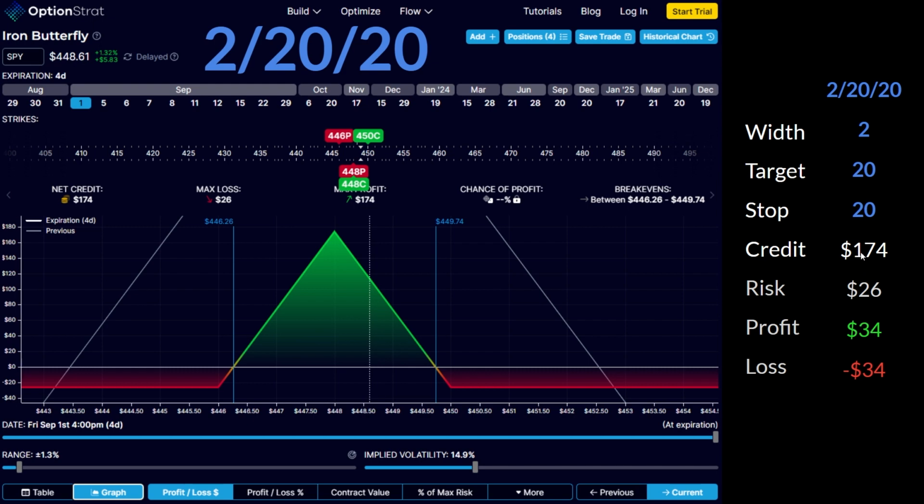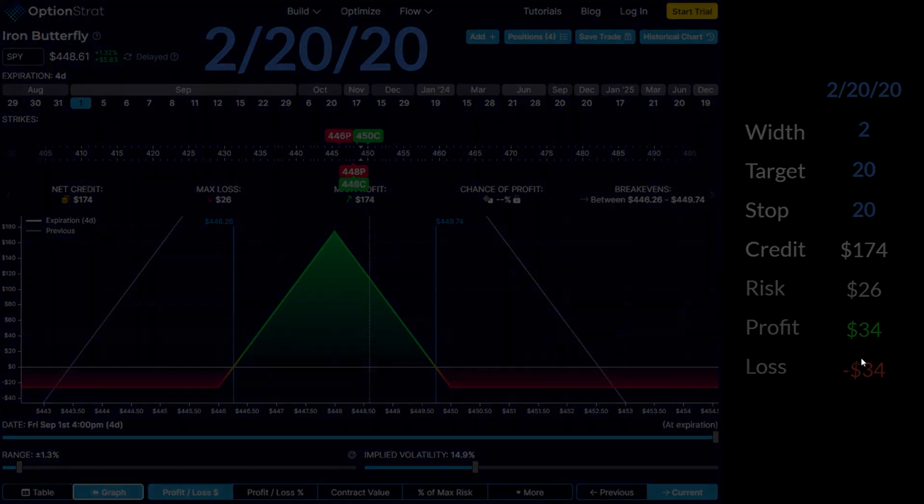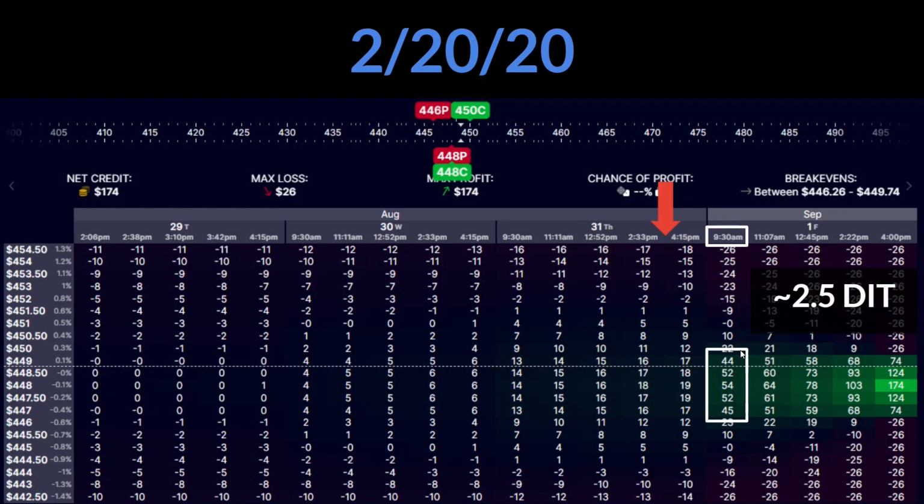The profit is 20% of the credit, so that's going to be about $34, and then the loss is negative $34. However, you can see that you can't lose $34 on this trade. The max you can lose is $26. So this stop loss would never even be touched in this case right here. So when would we reach this $34 in profit? Well, if we were to look at the table, you can see that the $34 in profit would be reached on the third day. So here's the morning of the first day, morning of the second day, morning of the third day is when you could actually get out of this trade for that 20% profit. So that would be about 2.5 days in the trade.